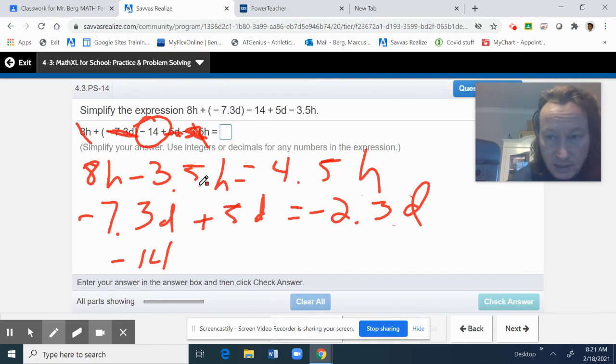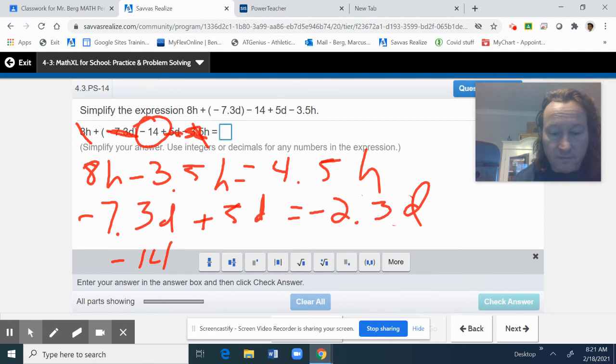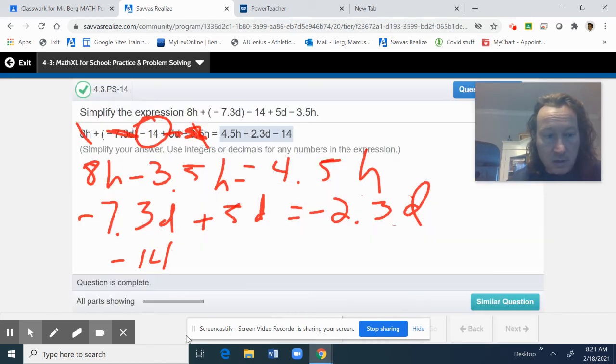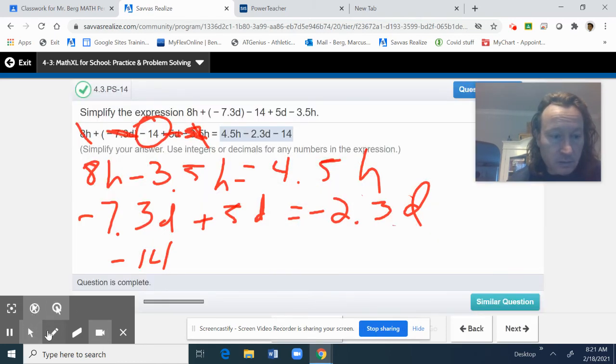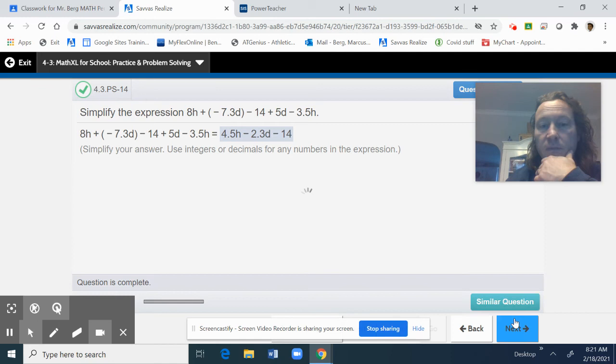So see how I separated everything: the H's and the D's, and then we finally ended up with the number. That's how I'm going to put it in. 4.5H, that was positive. This one's a minus 2.3D, and then that's a minus 14. All right, see, that one worked. If you have more than one, you're just going to do all of them separately.